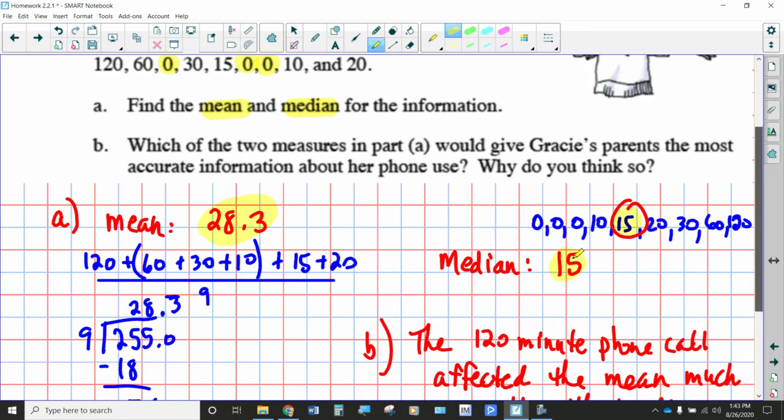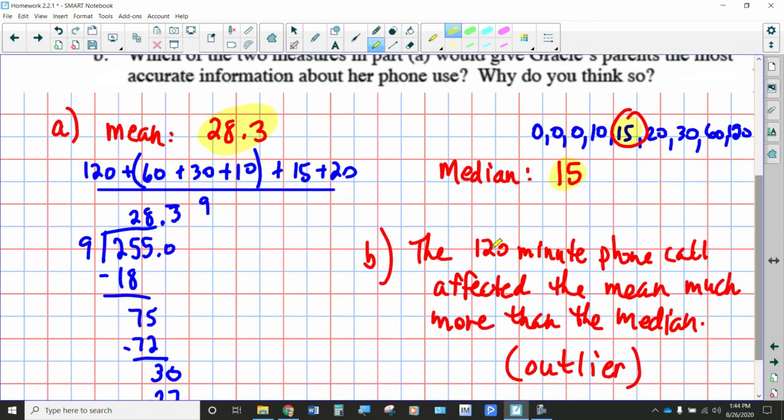I know Gracie would like to say, take the median, because that proves that I'm only talking for about 15 minutes per day. And the parents are like, yeah, but the mean is 28. That's almost twice as much. How can they be so far apart if they're both measures of central tendency? Well, here's your answer. The fact that the 120-minute call was an outlier. If you remove that outlier from here and from here, you would see that the mean and the median come relatively close to each other.